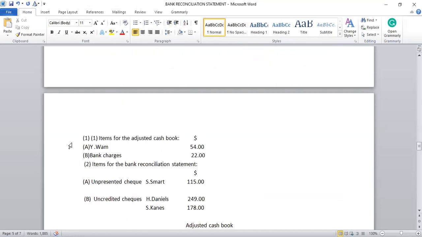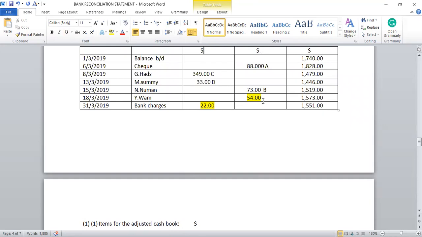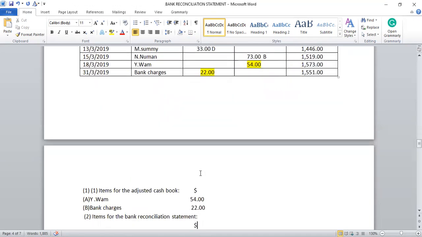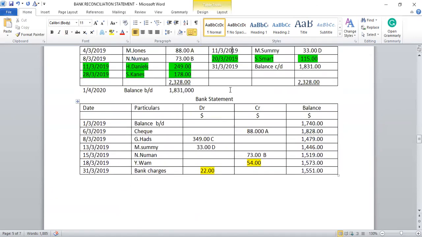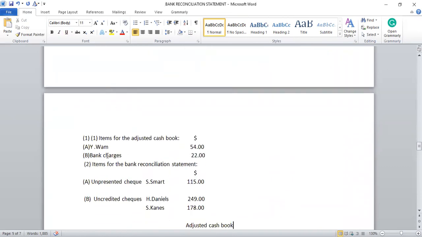So we have this one, A1, $54, which is this one. It has been credited, but it's not in the cash book. It's in the bank still, but it's not in the cash book. It is going to the adjusted cash book. $22, the bank charges, is also in the bank statement, but not in the cash book. So it's also going to the adjusted cash book. So these two items, A1, $54, and the bank charge $22, are all going toward the adjusted cash book.